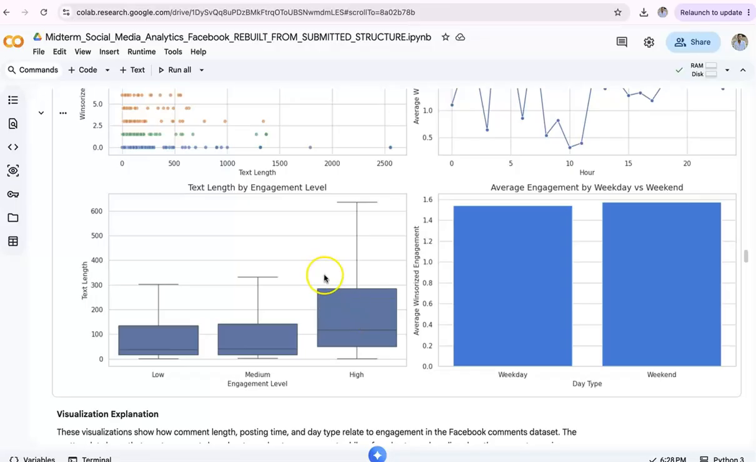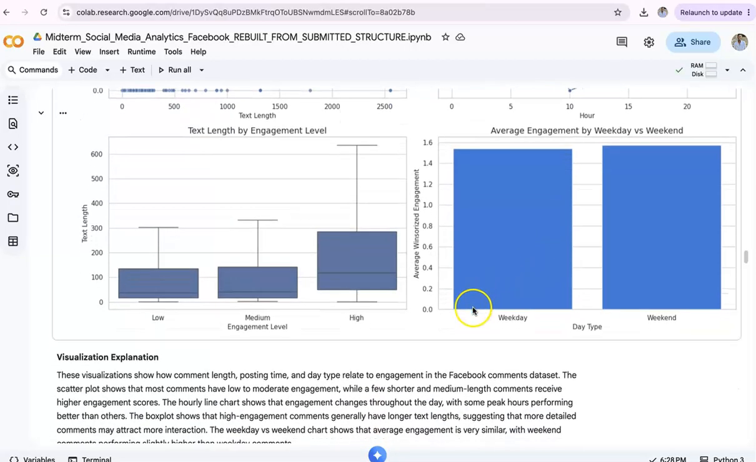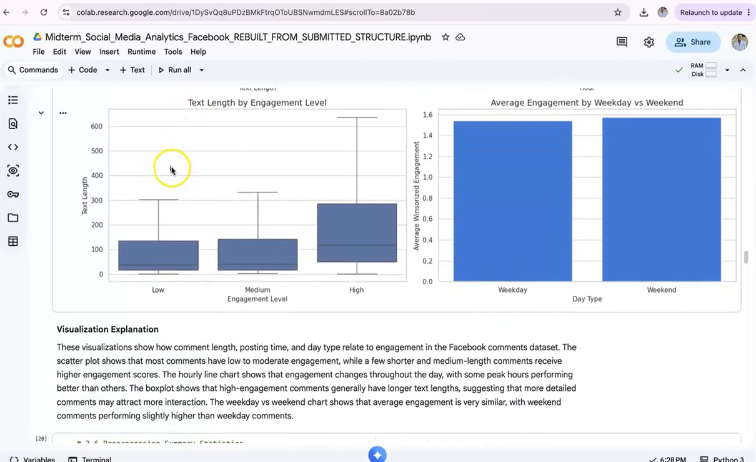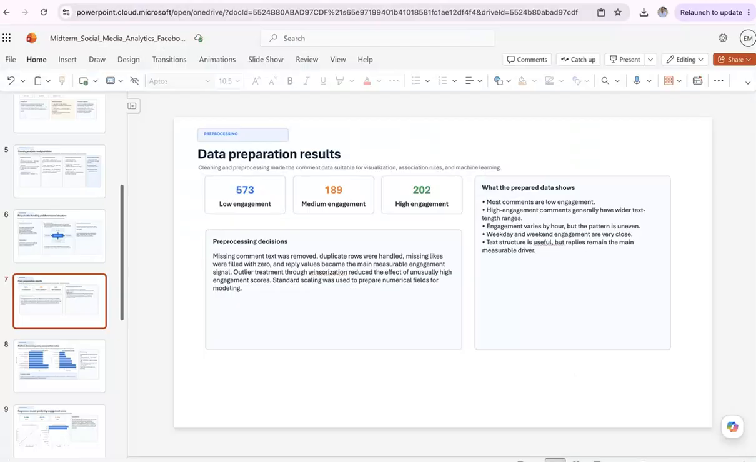Once I go down, we have the box plot that talks about text length and engagement level, and we also have the weekday versus weekend chart, which shows that the average engagement is very similar between the weekend and weekdays. I'll move back to the PowerPoint to continue with the rest of the presentation.